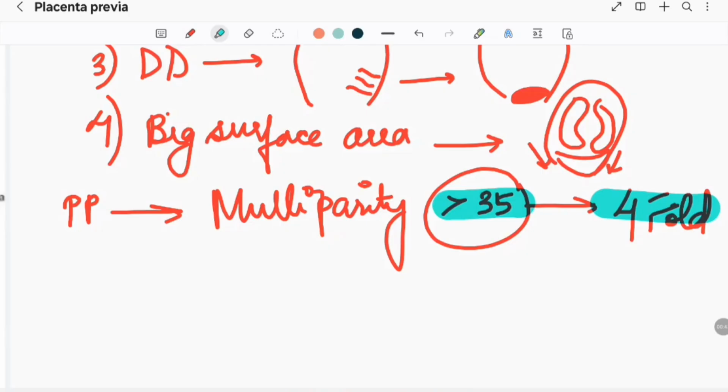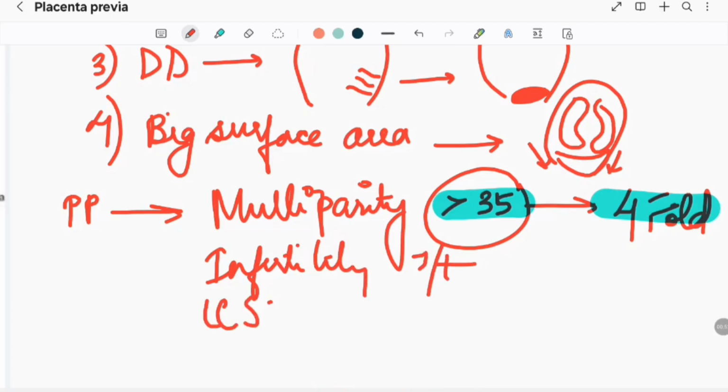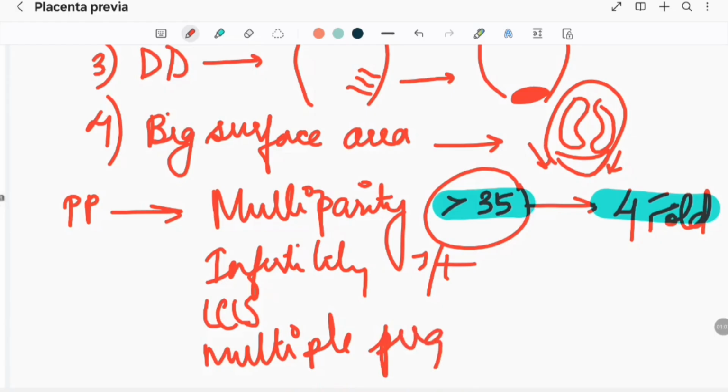Then infertility treatment, previous cesarean scar, then multiple pregnancies, and smoking, which causes placental hypertrophy due to carbon monoxide induced hypoxemia. So smoking is also a risk factor.